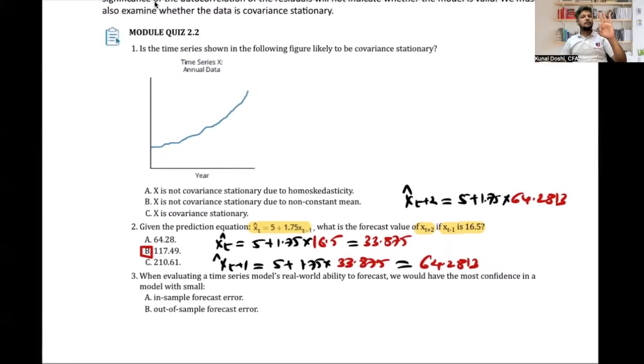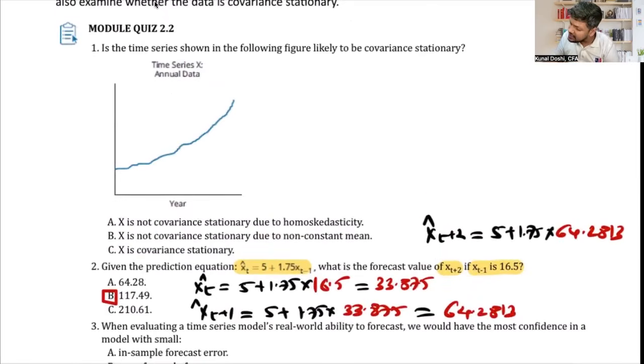Now remember the three properties of covariance stationarity: the mean should be constant, the variance should be constant, and the covariance should be constant, right? Now, is the time series likely to be covariance stationary? Here you will see the annual data and the year. Along with the year, the values are increasing. Am I correct? So is it covariance stationary? No, it is not covariance stationary.